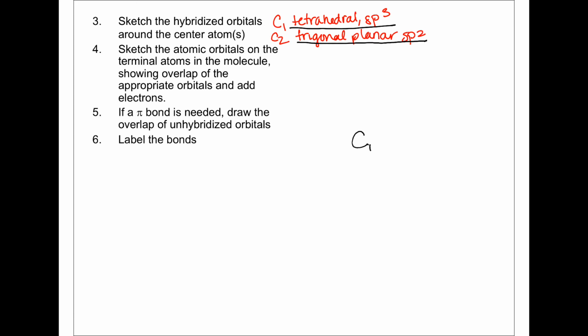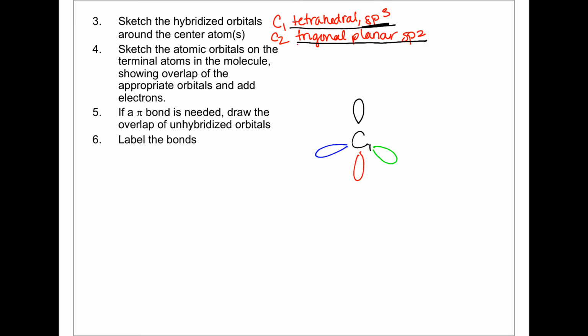I'm going to draw the sp3 orbitals in a tetrahedral shape. This is one of the sp3 orbitals. This is another sp3 orbital. This is another sp3 orbital. And that's the last sp3 orbital. So I'm trying to draw them kind of how I do in a wedge and dotted line shape.